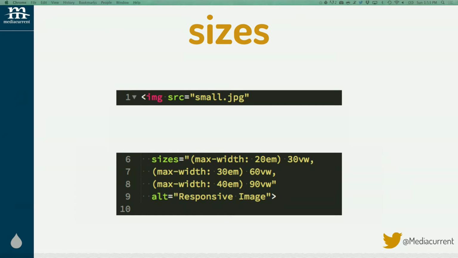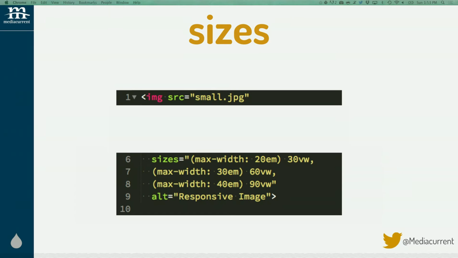If the maximum width of the device is 30 ems, our image should be about 60% of the viewport width, and so on for the next one, 90%. And finally our alt attribute, which is for accessibility purposes, we want to provide alternate text on our images.